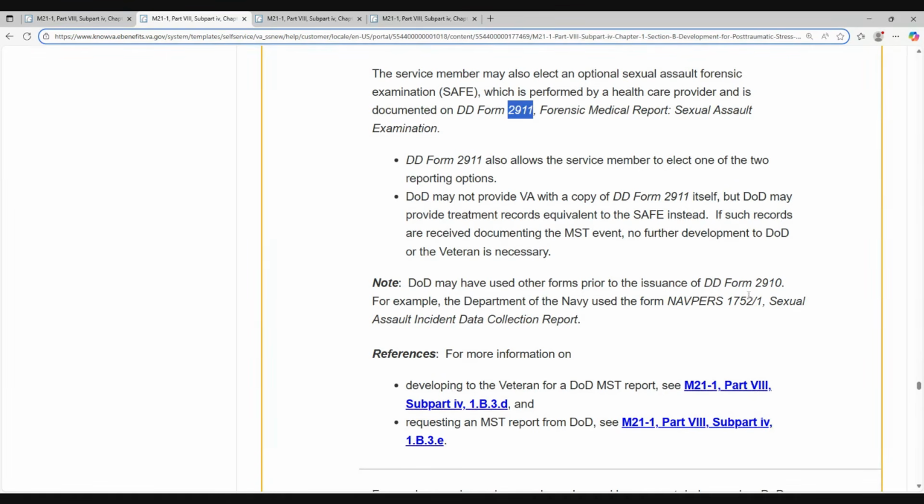The 2910 form was preceded by the NAVPERS 1752-1. If you can find anything in your records to support that the event was officially notated or annotated, lead with that.